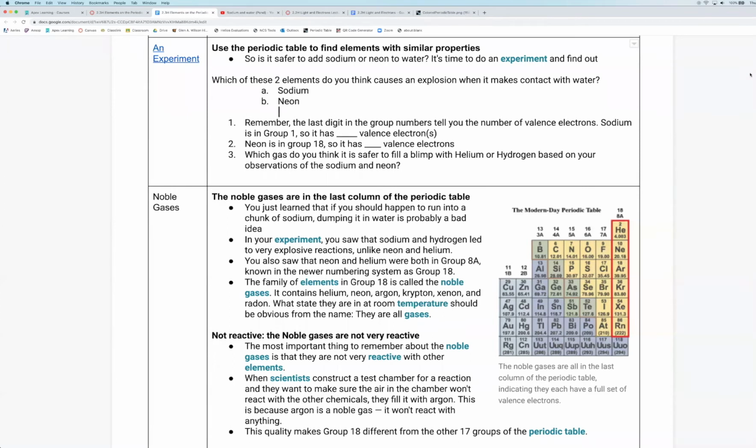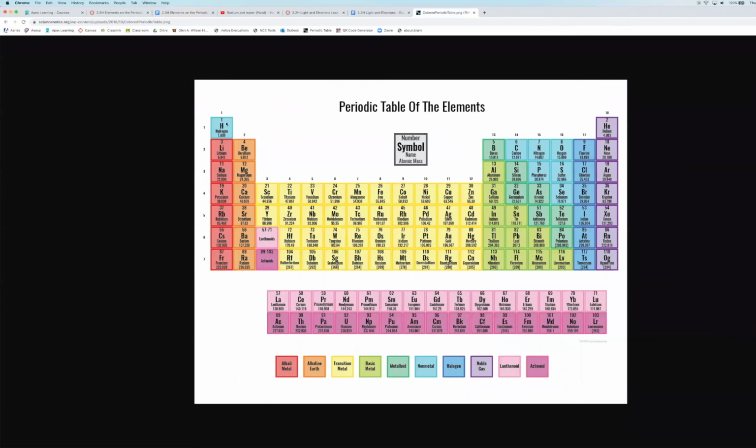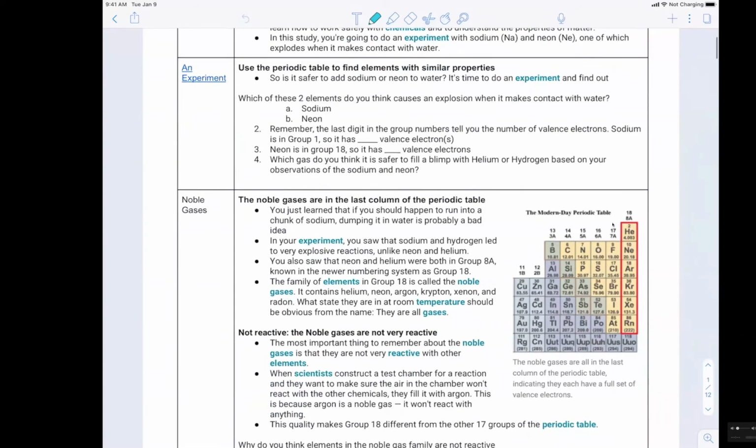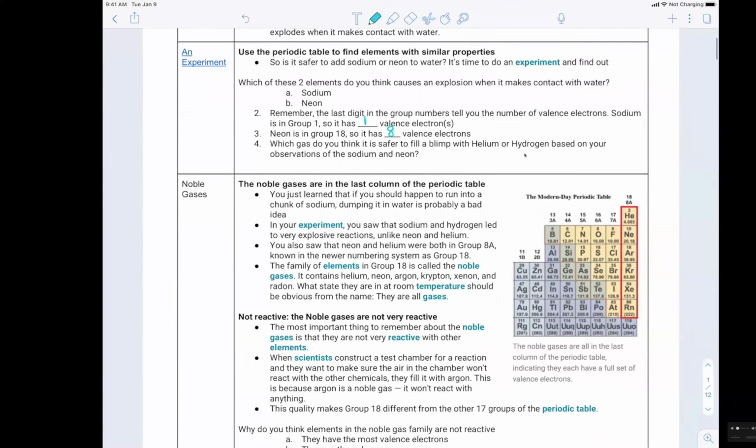Okay, so obviously sodium is in that first column, so it has one valence electron. Neon is in the last column, group 18, so it has 8 valence electrons. So 1 valence electron, 8 valence electrons, and then based on our observations, helium or hydrogen. You should kind of know this, right?